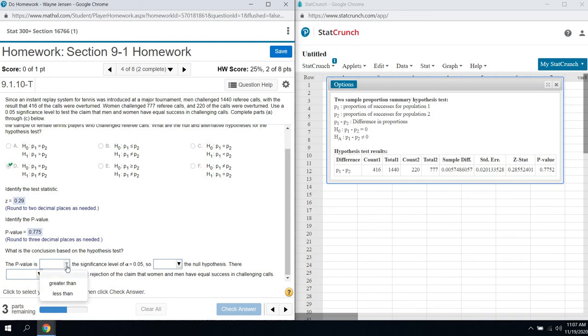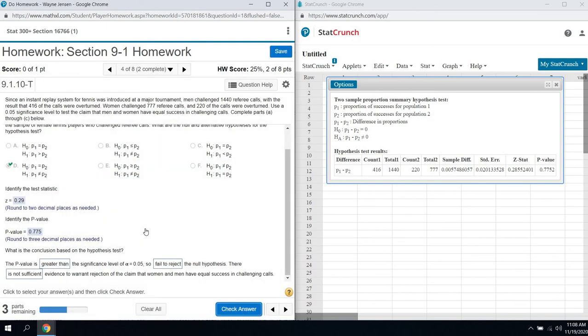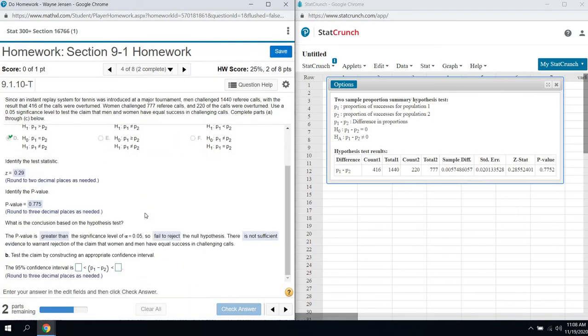Is the p-value 0.775 greater than, or is 0.775 less than the significance level? And the answer is no. So the p-value is greater than the significance level. So we fail to reject. And anytime you fail to reject, you do not have sufficient data. So we're not able to establish. Whoops, sorry, I'm having an internet issue there. So let me check that answer again. Okay, perfect. All right, hopefully my internet holds out.